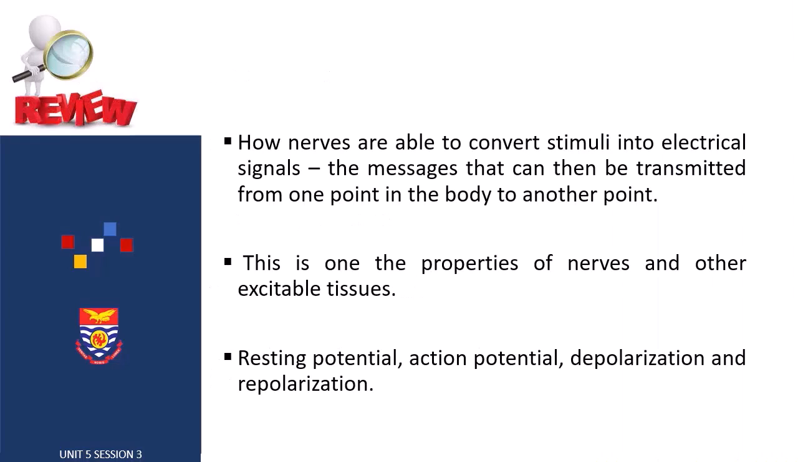Under session 3 of Unit 5, we studied how the nerve is able to convert external stimuli into electrical signals. These electrical signals are messages that can be transmitted from one point in the body to another. You have to understand that this is one of the properties of the nerve and other excitable tissues. You also learned in detail what is meant by resting potential, action potential, depolarization, and repolarization.